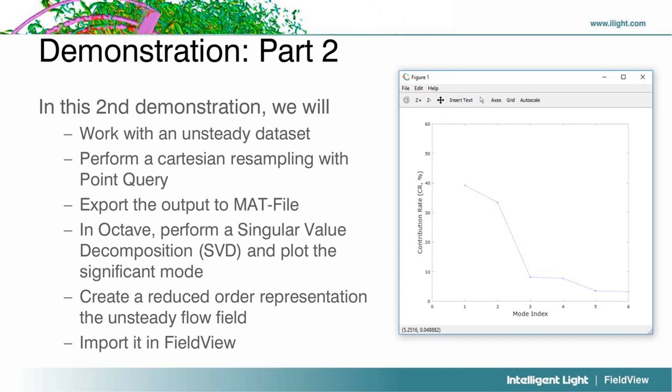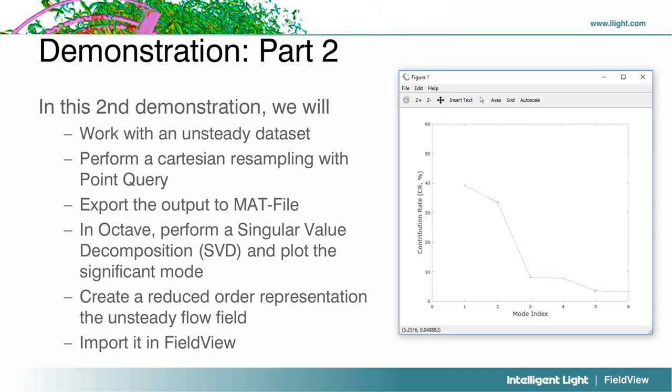All right, so in the second part of this demonstration, we will work with the same unsteady dataset. We will perform a Cartesian resampling using the new point query capability. I'll explain why we want to do a Cartesian resampling. We will export the output this time using the mat file. I want to show you the other format. And in Octave, we'll perform a singular value decomposition, plot the significant modes. That's what you see in this plot on the right here. We'll create a reduced order representation of the unsteady flow field and port that back into FieldView and discuss what we are looking at.